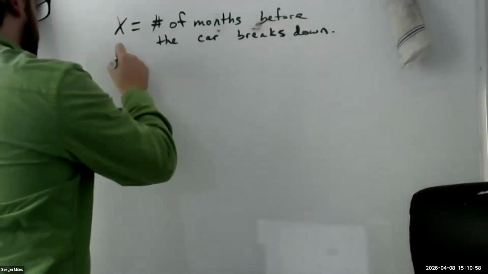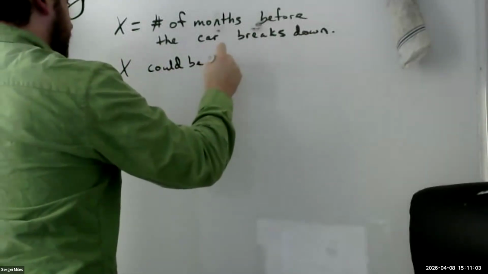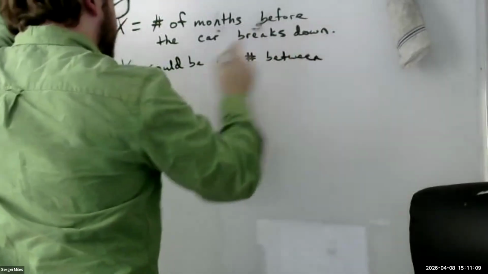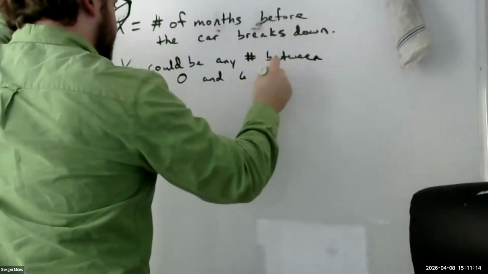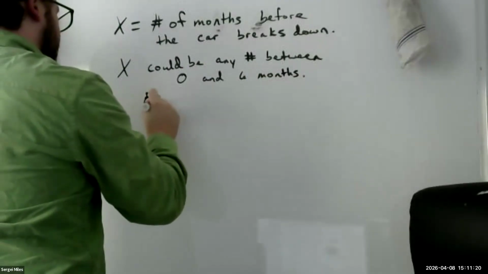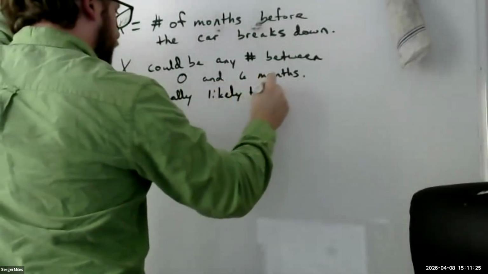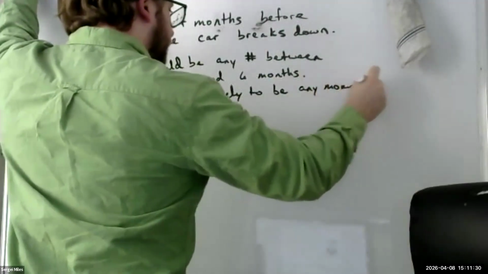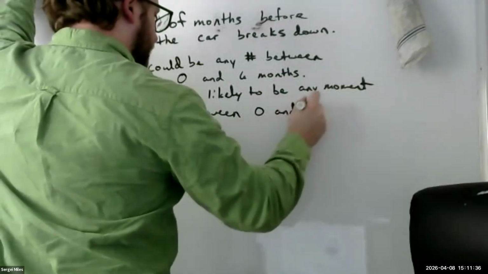So X could be any number between 0 and 6 months. 0 months and 6 months. All right. We're also assuming here that it is equally likely to be any moment between 0 and 6 months.